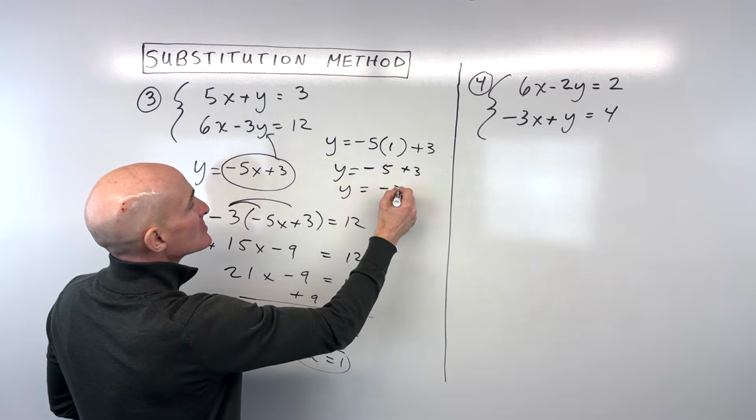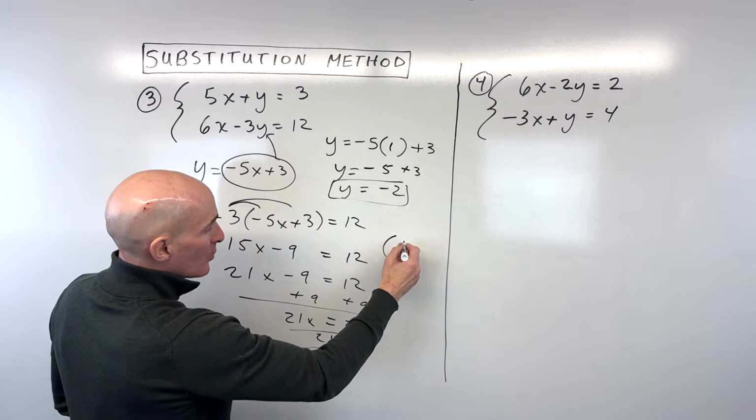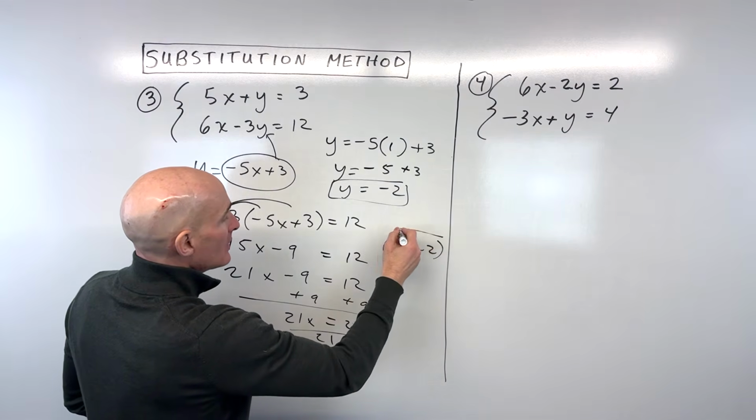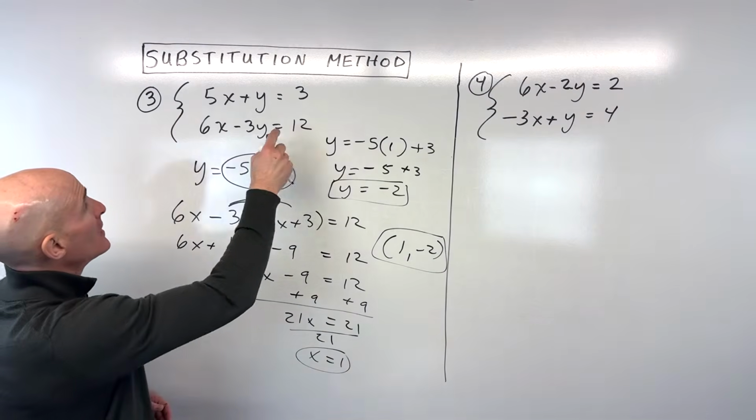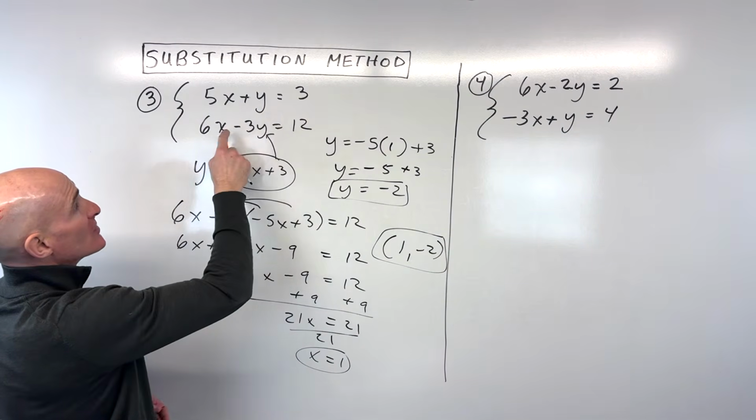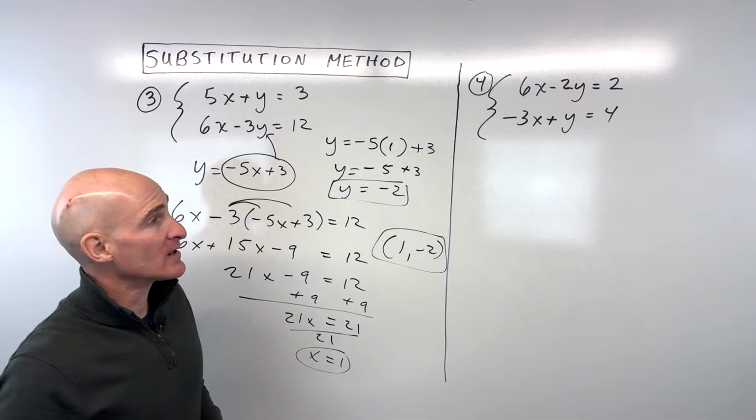and -5 plus 3 is -2. We want to write it as a coordinate, always in alphabetical order, x comma y. This is where those two lines would cross or intersect. And again, if you want to check your work, put it back into this equation, you should get 3. Put it back into this equation, you should get 12. You can verify that's the correct answer.